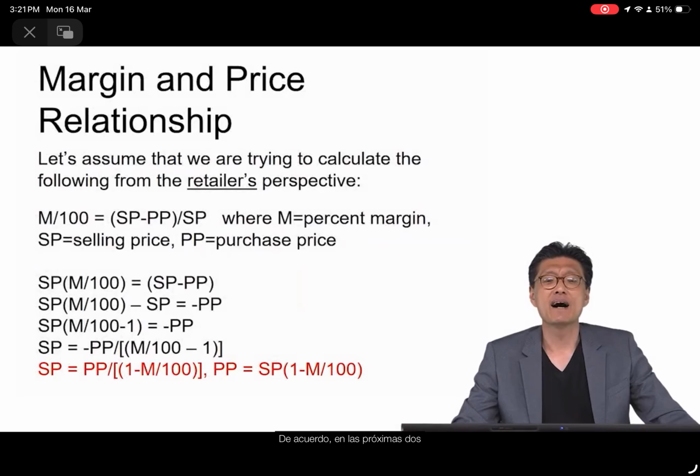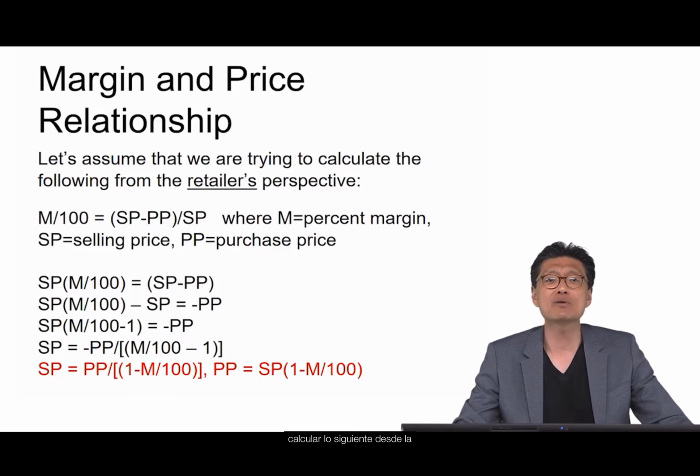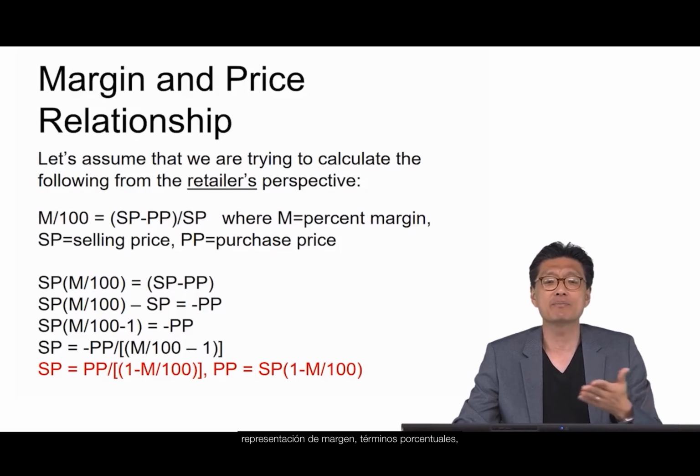Okay. In the next couple of slides, we'll be talking about margins and price relationships in a channel context. So let's assume that we're trying to calculate the following from a retailer's perspective. M stands for margin, represented in percentage terms. SP stands for the retailer's selling price. PP stands for the retailer's purchase price.